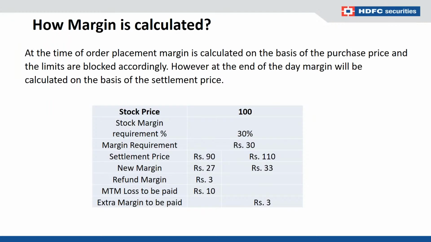So we'll talk about how margin is calculated. For example, the stock price is rupees 100, and the 30% margin is 30 rupees, so I charge the customer rupees 30. Now there can be two possibilities: either the stock price goes up or the stock price goes down. In the first instance, the stock price goes from 100 to 90. Once the price goes from 100 to 90, the new applicable margin is 27 rupees, down from 30 rupees.